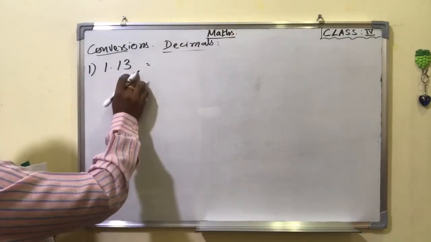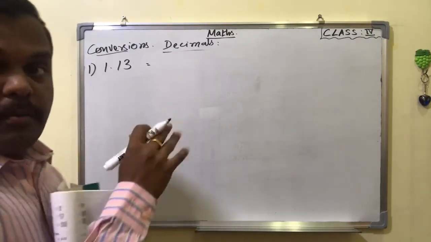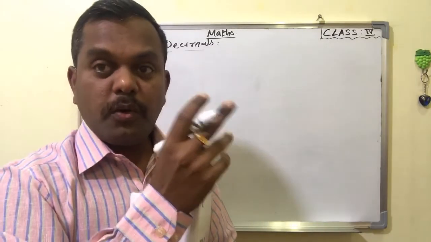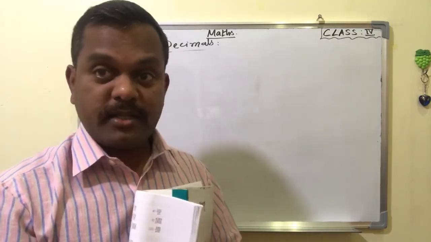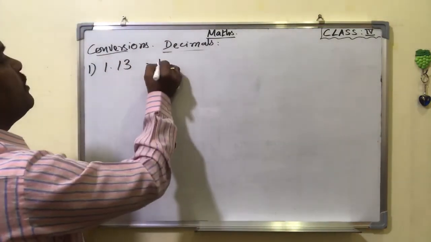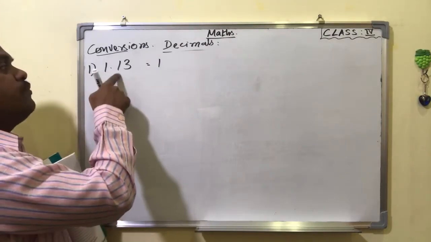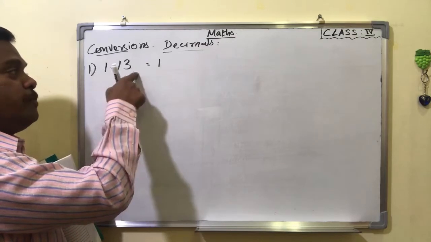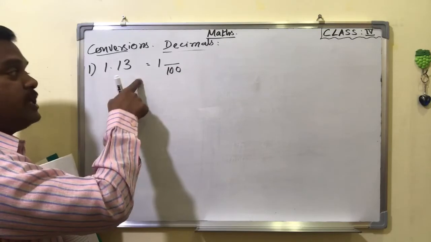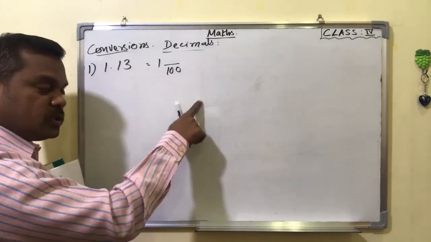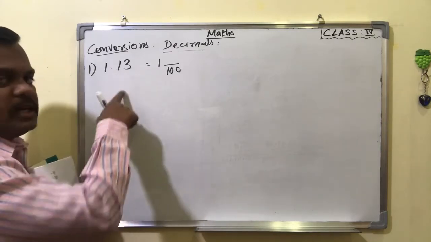1.13. This is a decimal number. The whole number is there. Decimal places are also there. When you are converting, the whole number will remain a whole number only. Decimal places will become the fraction. So the whole number, keep as itself. No need to do anything. In decimal places, if 2 places are there, the denominator should be 100. If 3 places are there, the denominator should be 1000. If 1 place is there, the denominator should be 10. I will explain each and everything.